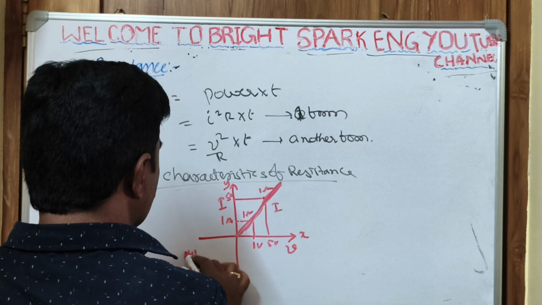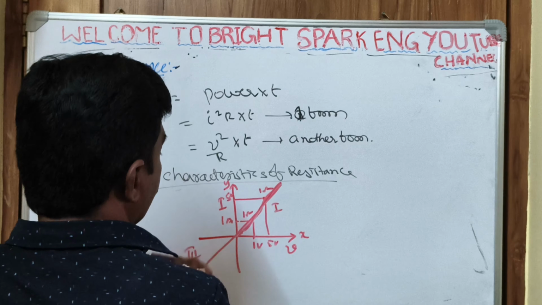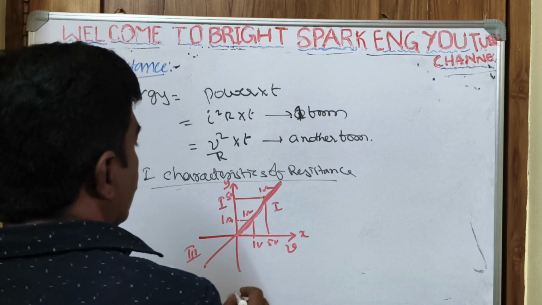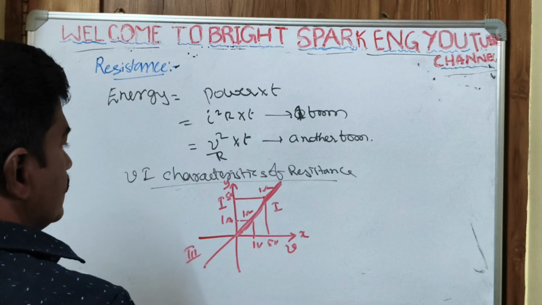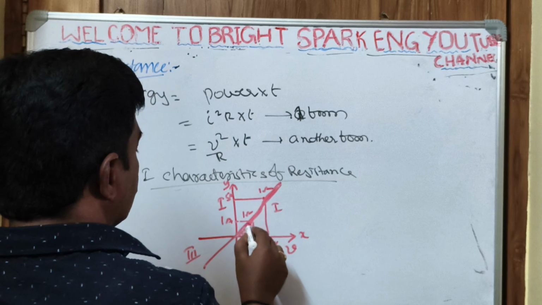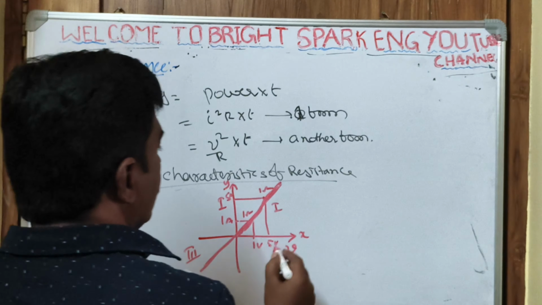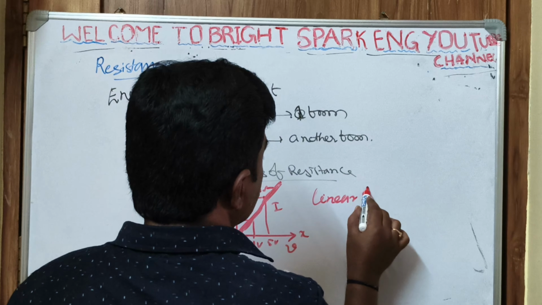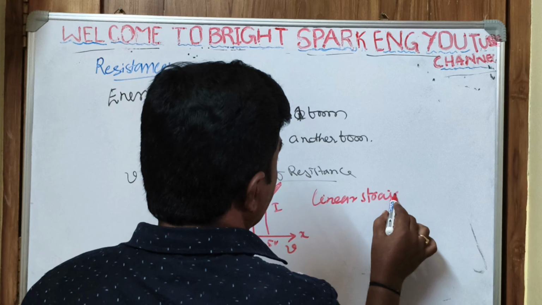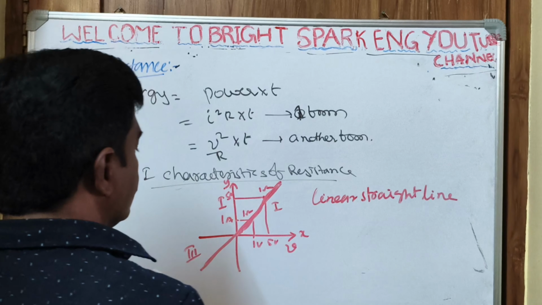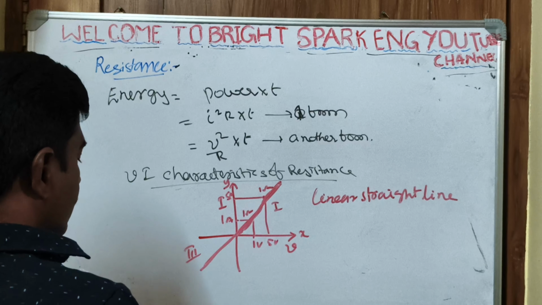Third quadrant also has the same linear properties. Okay. Resistance is constant throughout the VI characteristics, like this one. This is a linear straight line.